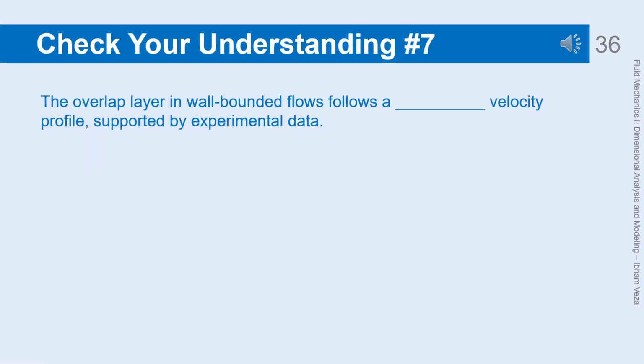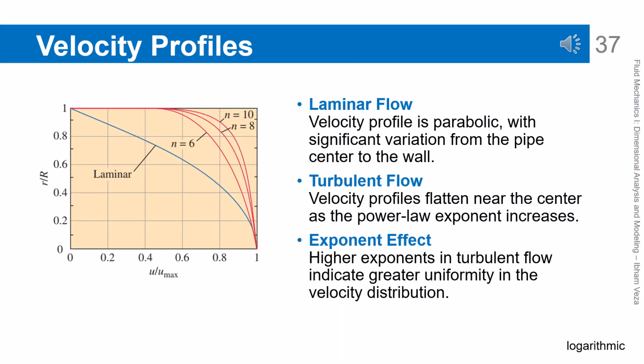Check your understanding number 7. The overlap layer in wall-bounded flows follows a logarithmic velocity profile, supported by experimental data.